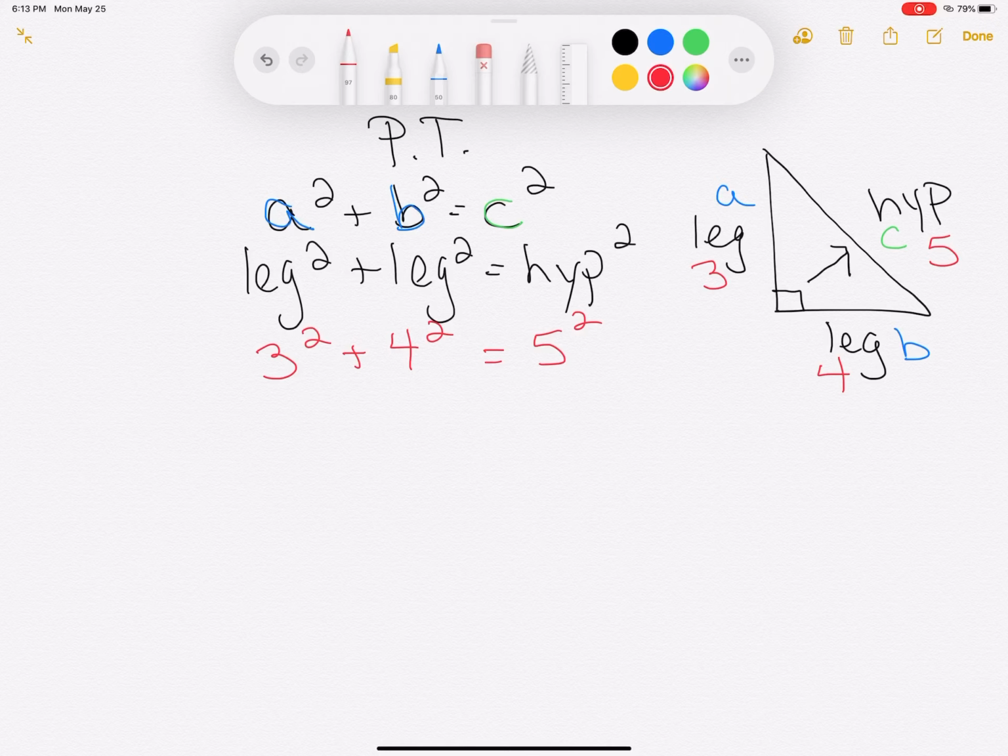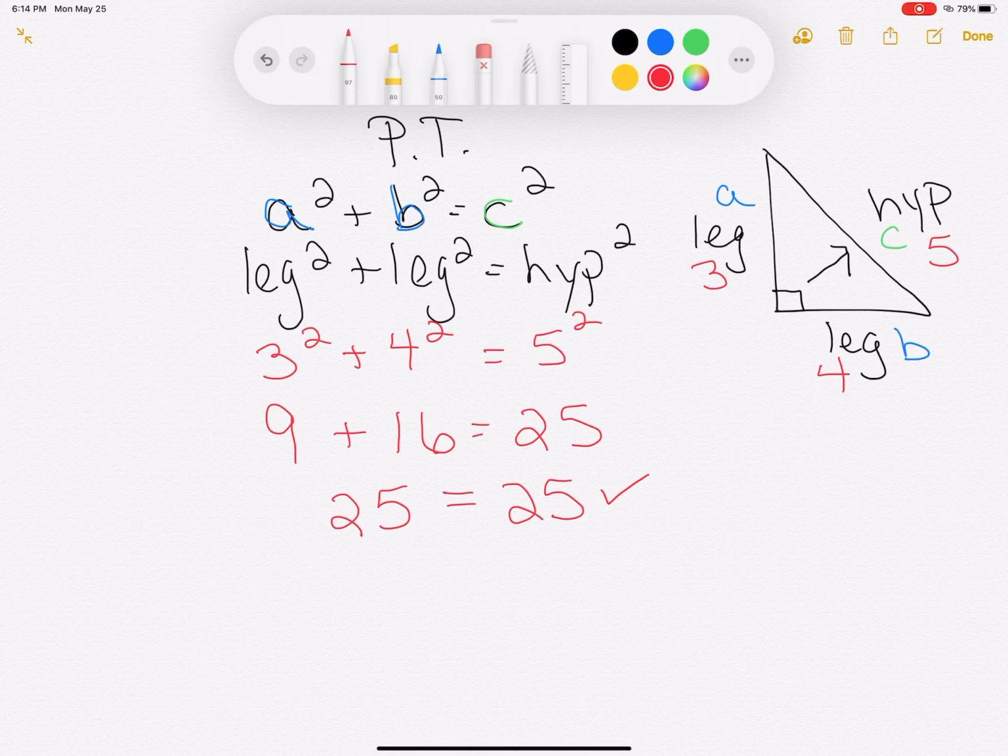So now, to check to make sure this works, we're going to compute 3 squared, which is 9, 4 squared is 16, and 5 squared is 25. So we have 9 plus 16, that is equal to 25. 25 equals 25, so it does check. 3, 4, 5 is a Pythagorean triple. It works into the Pythagorean theorem, which is a squared plus b squared equals c squared, otherwise known as leg squared plus leg squared equals hypotenuse squared.